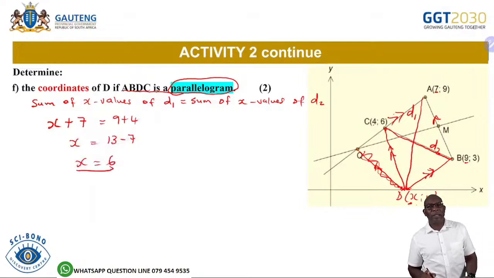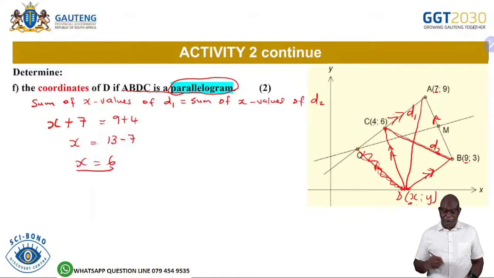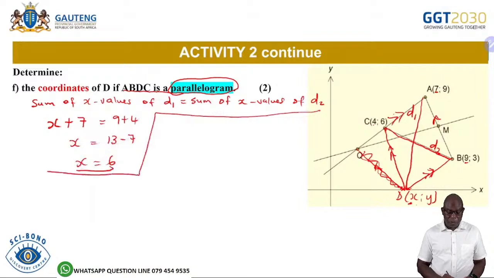So the same way as I've done with the x values, I'll do it with the y values. So I'll then say with the y values, so the y plus 9, it's equals to the 3 plus 6.